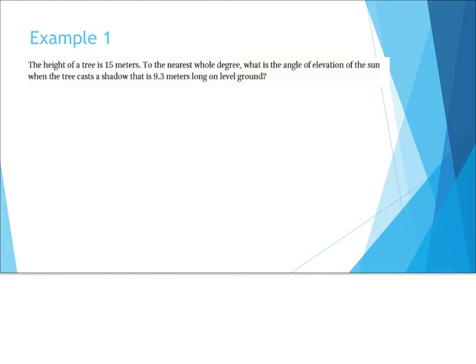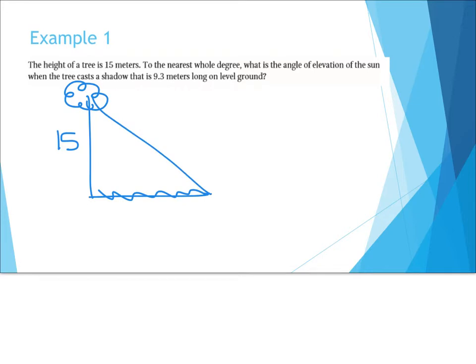Okay, so the other thing that gives some people trouble is drawing the picture, so you've got to get good at that. So let's draw this picture. It'll always be a triangle. The height of a tree is 15 meters. So here's my tree, 15 meters. To the nearest whole degree, what is the angle of elevation of the sun when the tree casts a shadow that's 9.3 meters long on level ground? So here's my shadow, and here's my triangle. The shadow is 9.3 meters, and the question is find the angle of elevation.